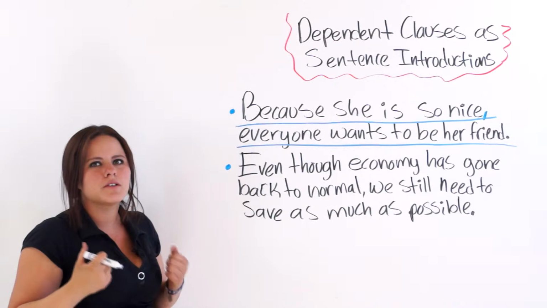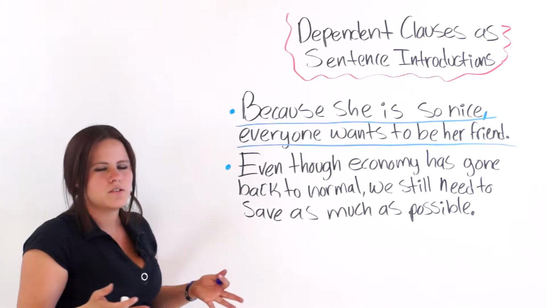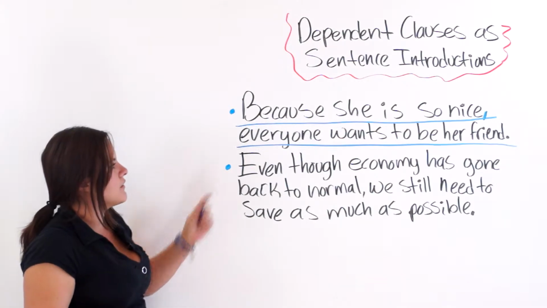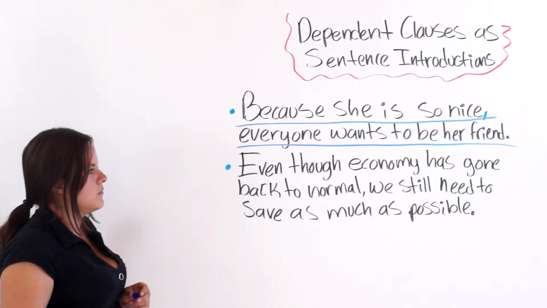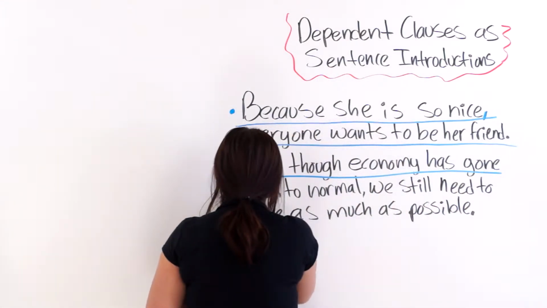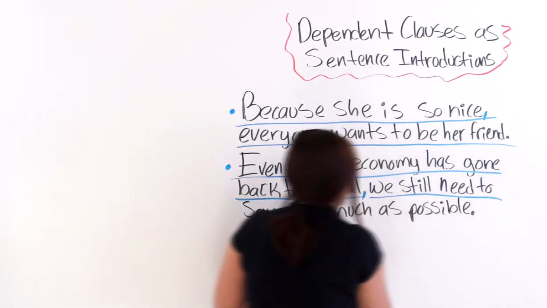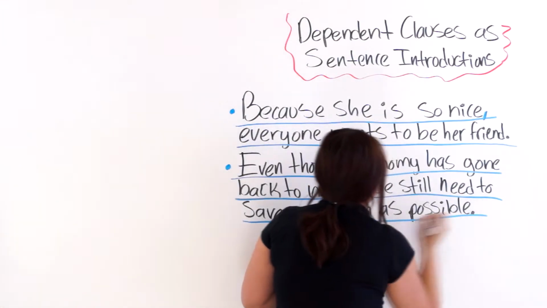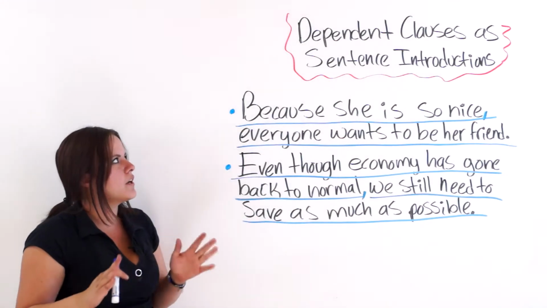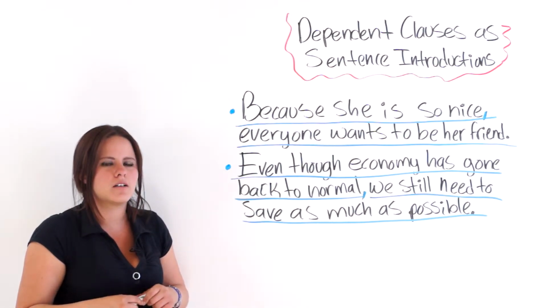You will always bump into these kinds of sentence structures where you have a dependent or subordinate clause introducing the rest of the sentence. For example here, "Even though the economy has gone back to normal," cannot be a sentence alone because it is a dependent or subordinate clause. So I added a comma and an independent clause: we still need to save as much as possible. This is the way you punctuate sentences that are introduced by dependent or subordinate clauses.